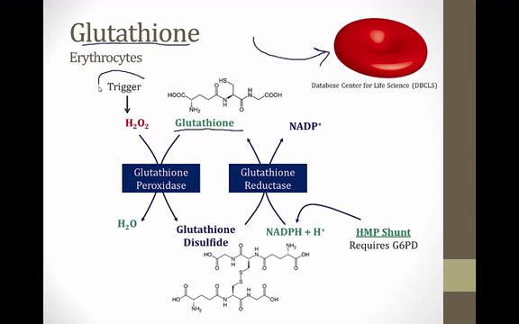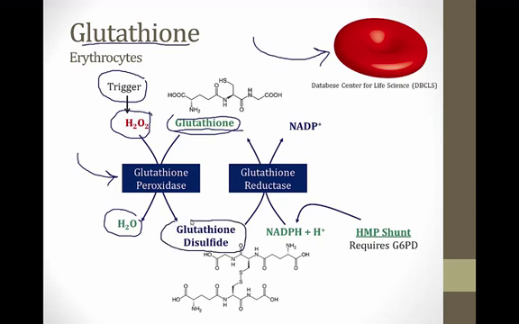Now imagine that one of those triggers comes along and generates some hydrogen peroxide in the red cell. If glutathione is present, glutathione can convert the hydrogen peroxide into water, which is harmless. It does this through the enzyme glutathione peroxidase, and in the process, it generates a molecule of glutathione disulfide, which is basically two glutathione molecules linked by a sulfur bond. That's why it's called disulfide.